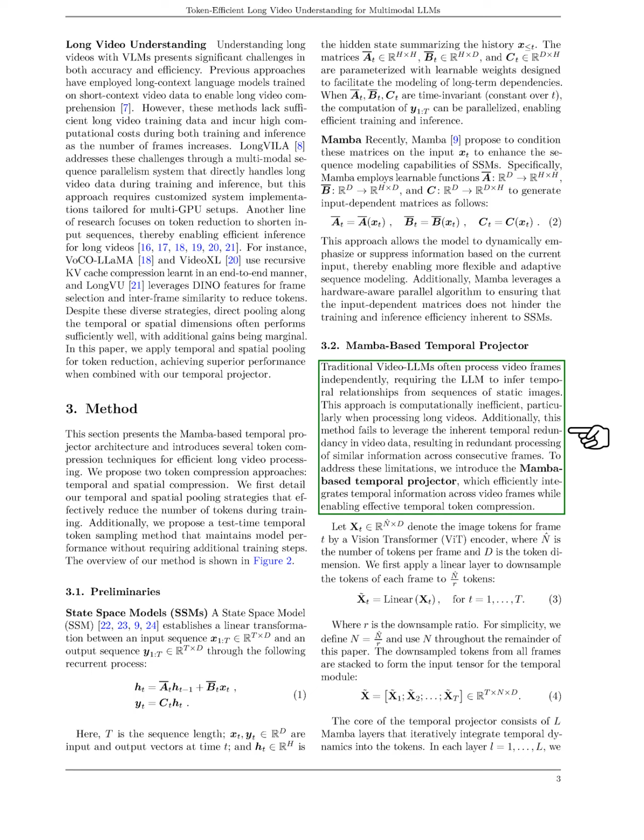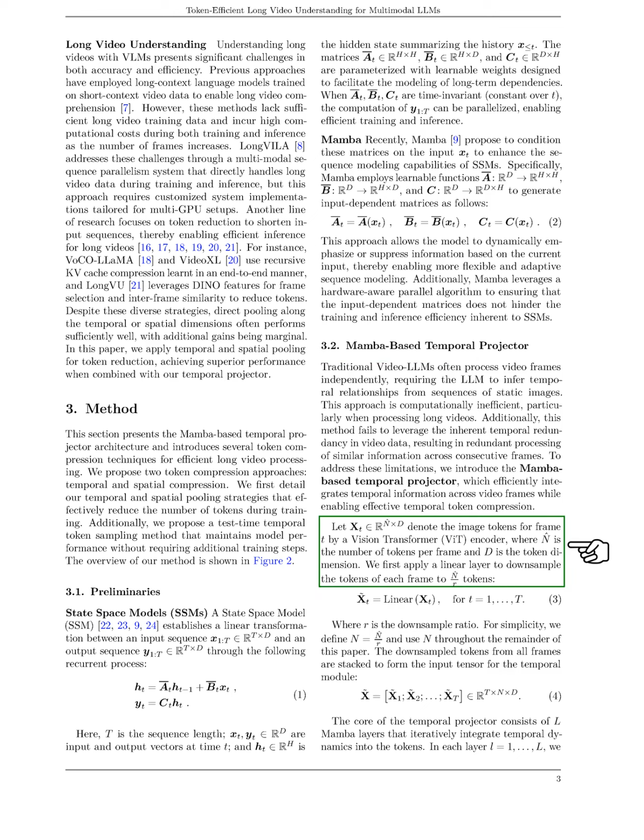Traditional video LLMs often process video frames separately, which is computationally inefficient, especially for long videos. This method does not take advantage of the temporal redundancy in video data, leading to unnecessary processing of similar information across frames. To overcome these issues, we introduce the Mamba-based temporal projector, which effectively integrates temporal information across video frames and enables efficient token compression.